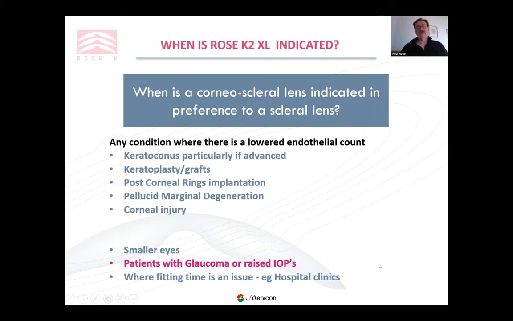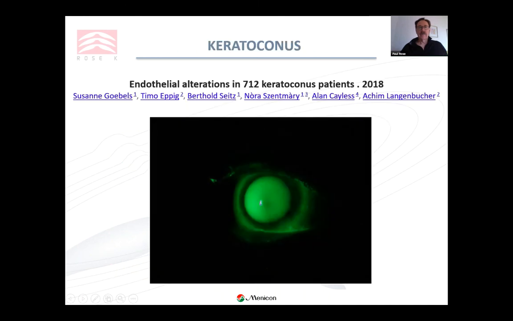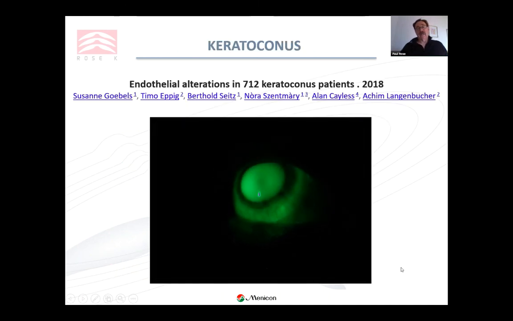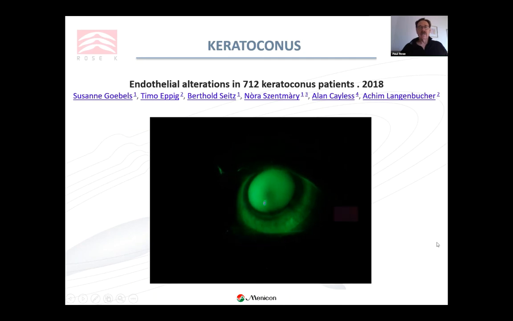And where fitting time is an issue: do hospital clinics have enough time, for example, to send patients out and try to get them back 4 hours later to assess where that lens has eventually ended up with the tear layer? So here's a good fitting XL lens on a keratoconus patient. The lens moves nicely.